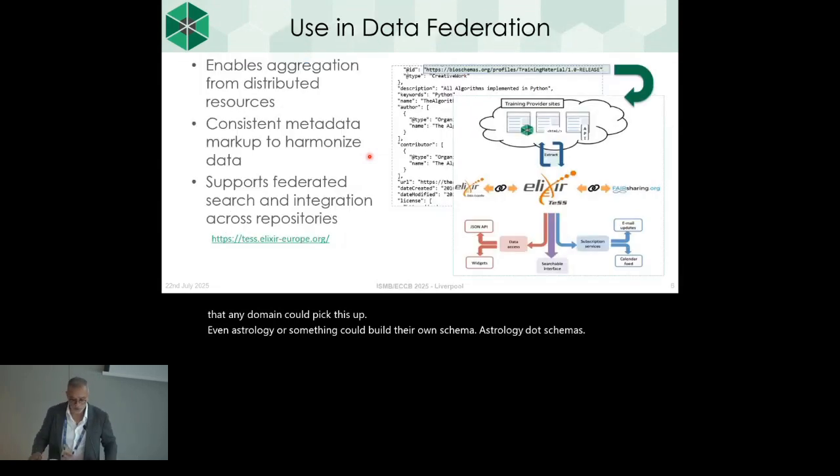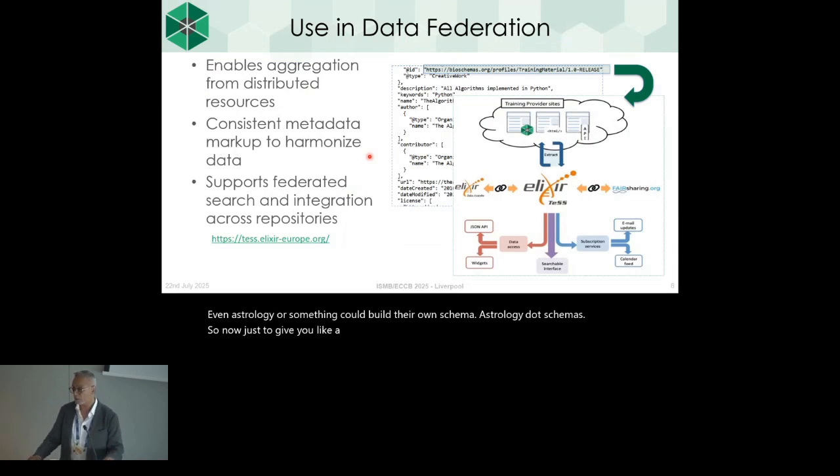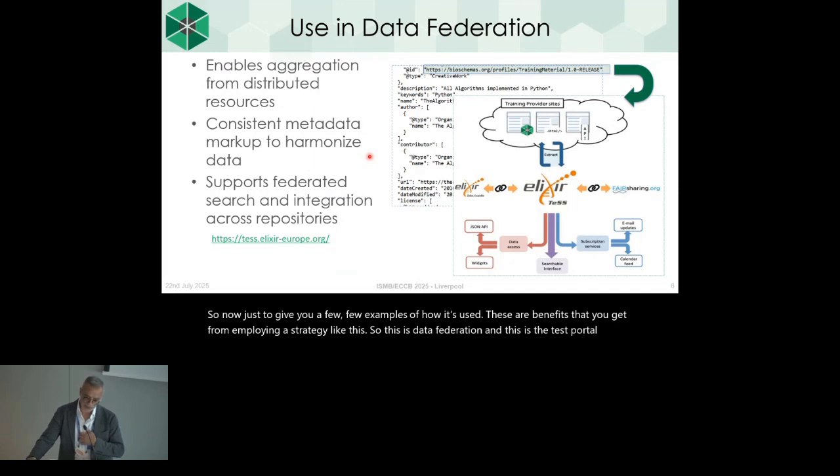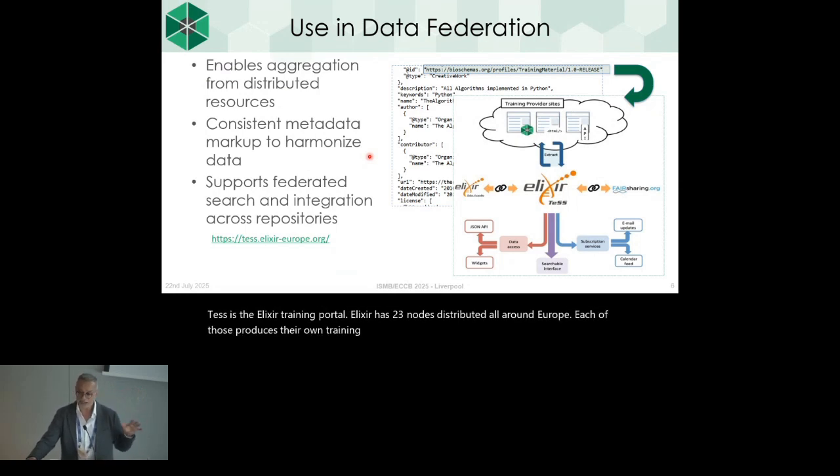So now just to give you a few examples of how it's used, these are the benefits that you get from employing a strategy like this. So this is data federation, and this is the TESS portal. TESS is the Elixir training portal. Elixir has 23 nodes distributed all around Europe. Each of those produces their own training materials, and they're scattered. But what we do with TESS is that if you register your resources in TESS, Bioschemas can scrape that and put them all together into a searchable interface.